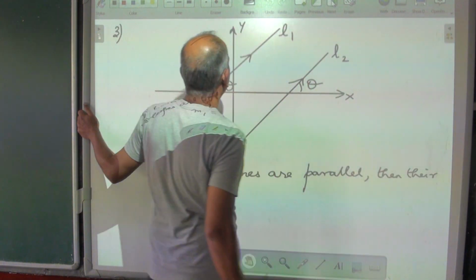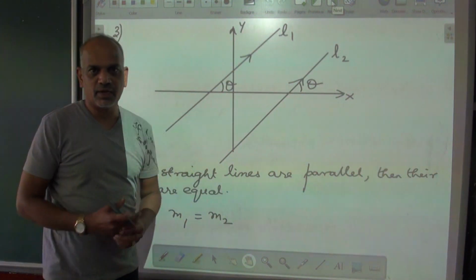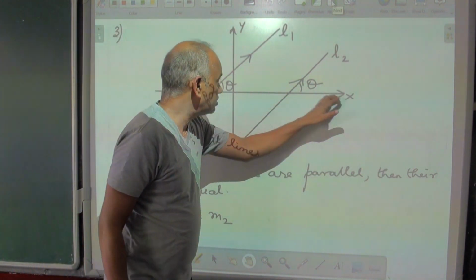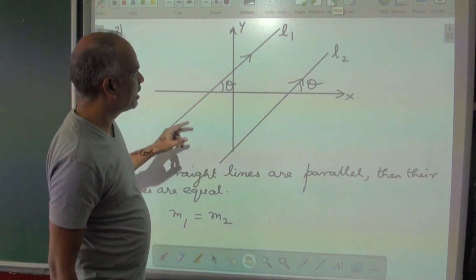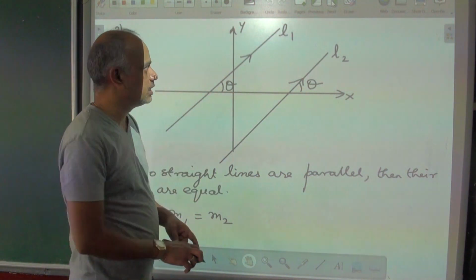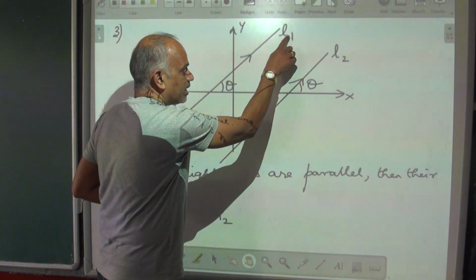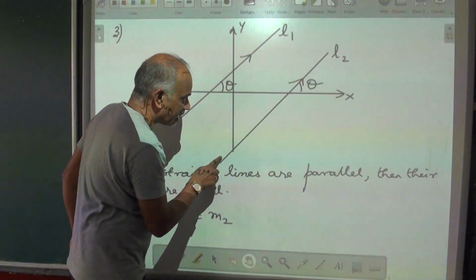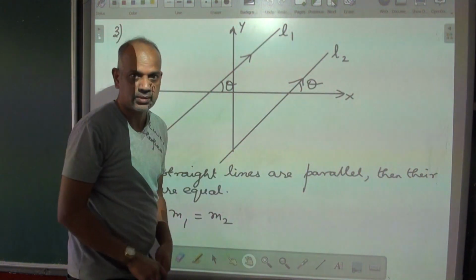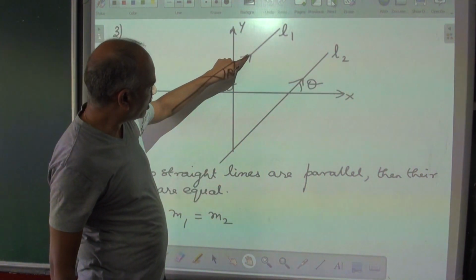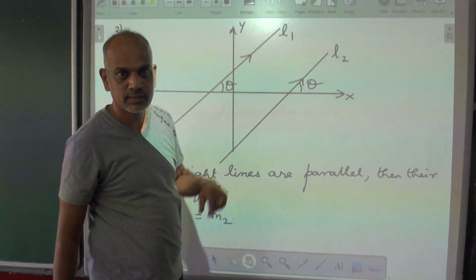Next, the third one that you have to know. This is your x-axis, this is the y-axis, and there are 2 lines here. This is the first line, line 1, L1 means line 1. This is the second line, that's L2. Line 1 and line 2 are there. And you know that both these lines are parallel.